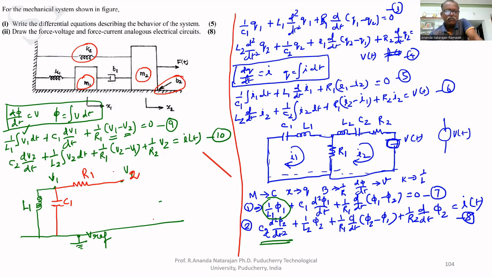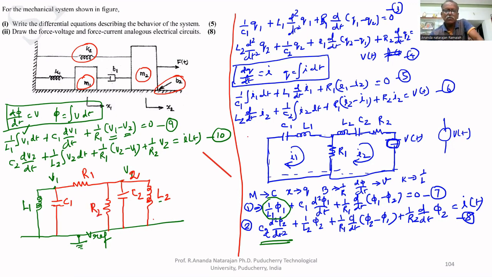Then C2 is between V2 and reference. L2 is between V2 and reference. R1 is again between V2 and V1, which we have already drawn. The R2 is between V2 and reference. That's all.